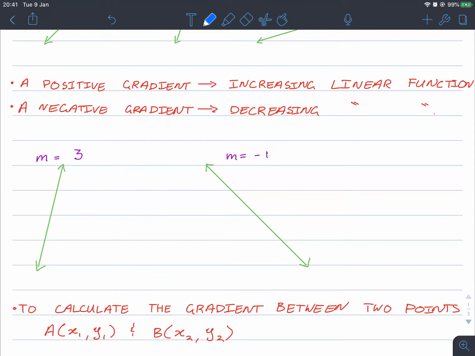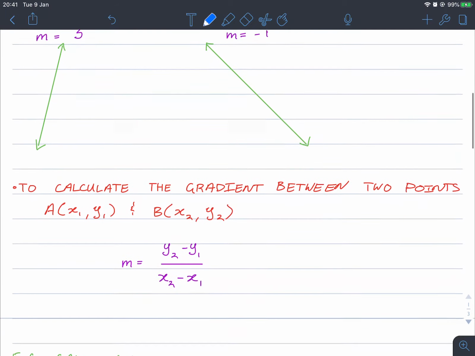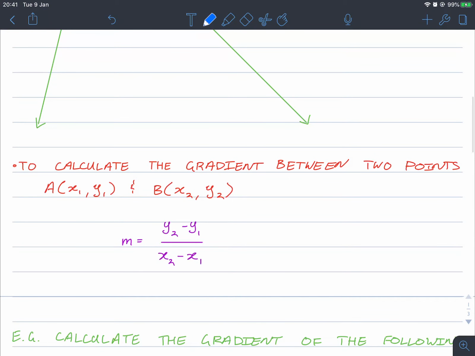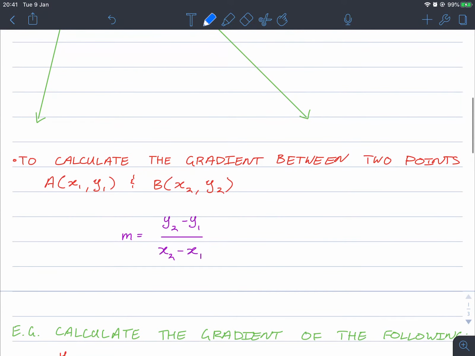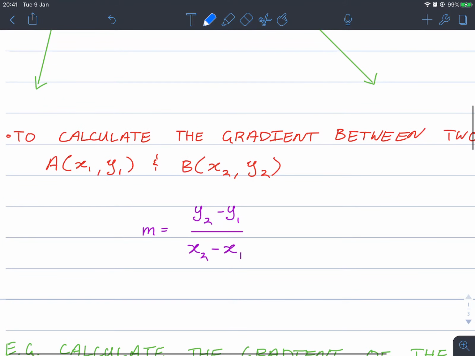Okay, so to calculate the gradient between any 2 points, let's say point A, (x1, y1). These are the coordinates of the point A. They can be any numbers. And the coordinates of B, (x2, y2), can also be any numbers. We can calculate the gradient using this formula: y2 minus y1, all divided by x2 minus x1.